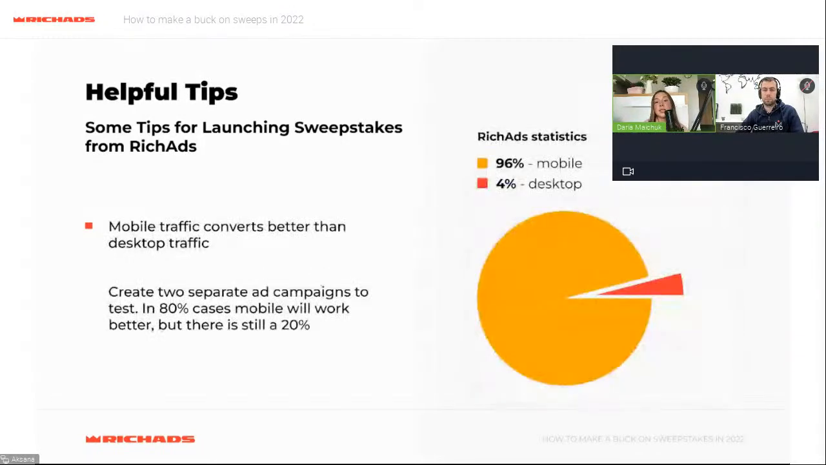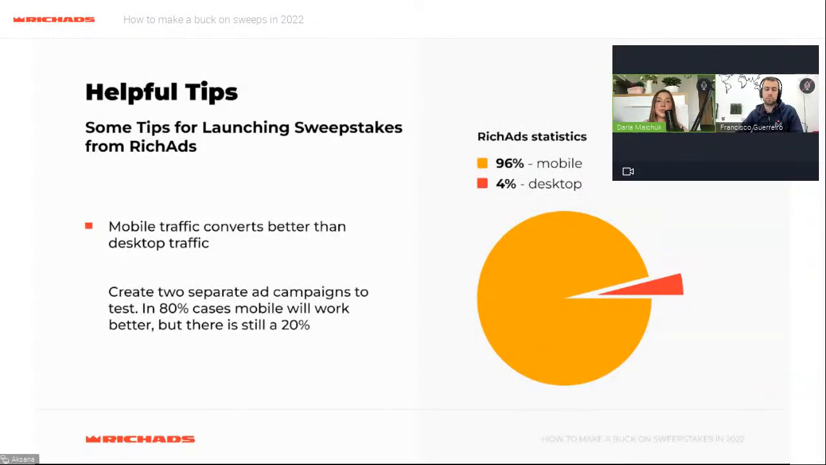Mobile converts better than desktop traffic. Just for you to know, here at RichAds, 96% of push ads come from mobile devices. Use this information when you will set up your first campaign. Create 2 separate campaigns to test. In 80% of cases, mobile will work better, but there is still that 20%.